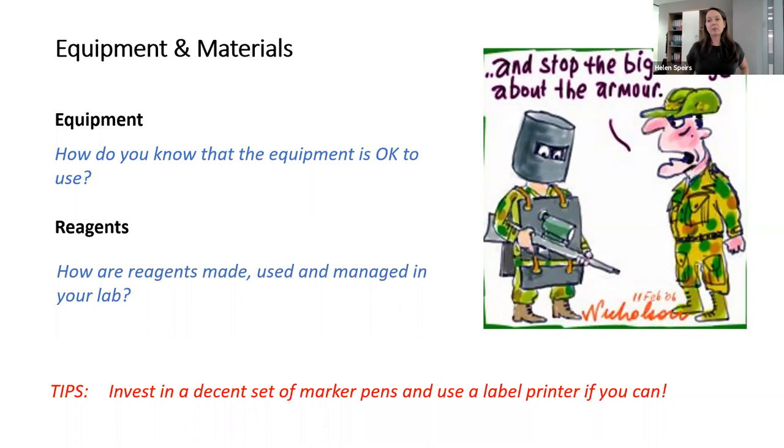In terms of my tip for equipment and materials, this is the simplest tip ever. Invest in a decent set of black marker pens, and buy a label printer if you can. The number of problems we have with just not being able to read what's in the container that we get is a significant percentage. So even just being sure that you're going into the freezer to get the thing that you want and you can read that label, it's such a simple trick, but it's a cause of so many headaches in the laboratory. I know you're probably thinking, oh, yeah, but this is such a huge problem.